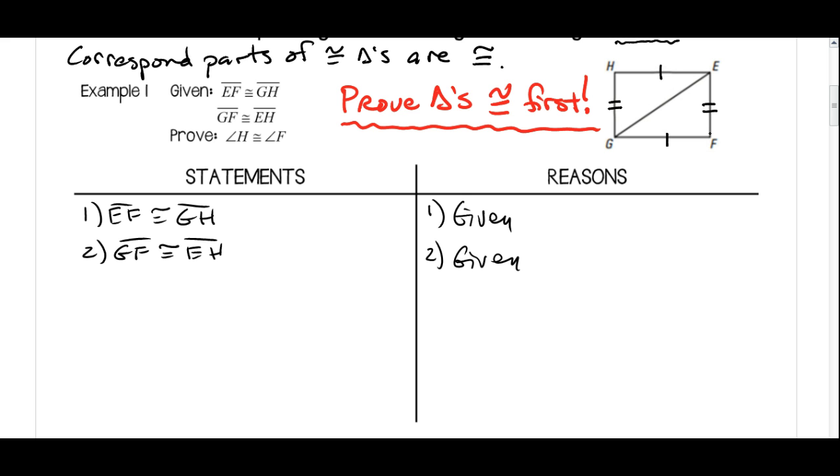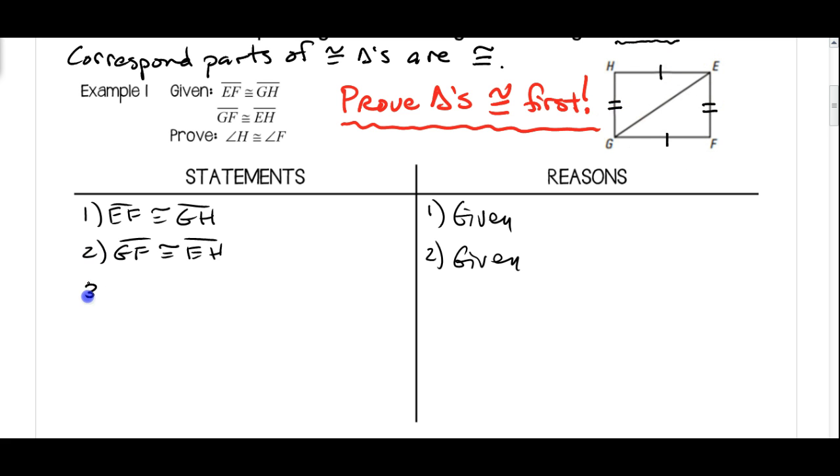So once we get the triangles congruent, what does that mean about the other 3 pieces of information? Well, it means that the other 3 pieces of information will be congruent as well. The corresponding parts of the congruent triangles, once we get them congruent, will also be congruent. So let's go ahead and get these triangles congruent.